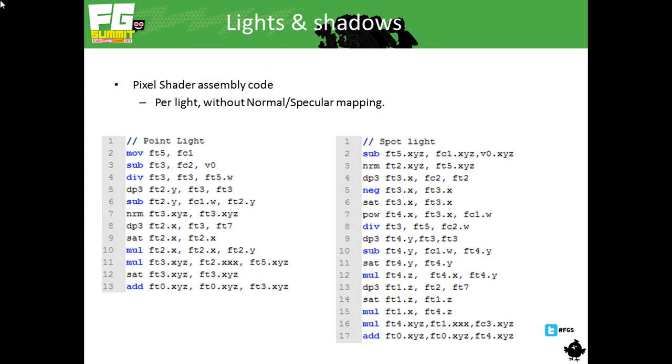So here's some shader code. That is the point light and spotlight assembly code for only one light. If you take the spotlight with 17 lines, it's a basic spotlight, with no normal variation nor specular mapping and everything. So it's very basic. If you say you have a dozen of those, well, you're already very heavy on pixel shader code.